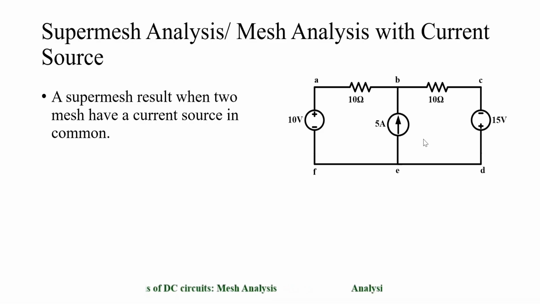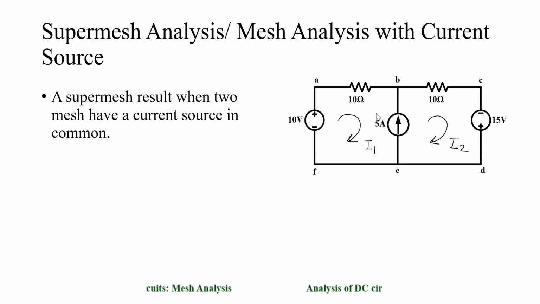The initial procedure will be the same. Since we have two meshes, we will assume two imaginary currents, I1 and I2, flowing in a clockwise direction. Now the next step is to write down the KVL.